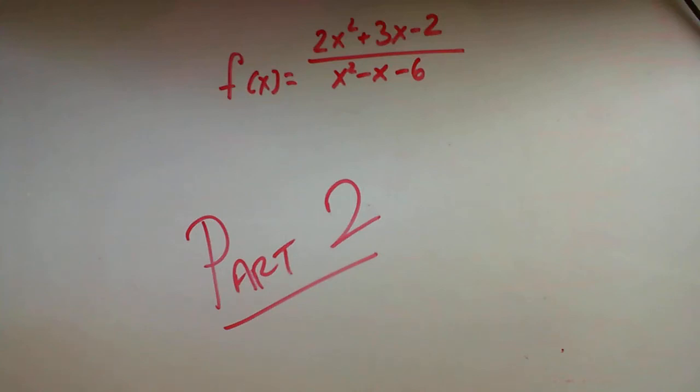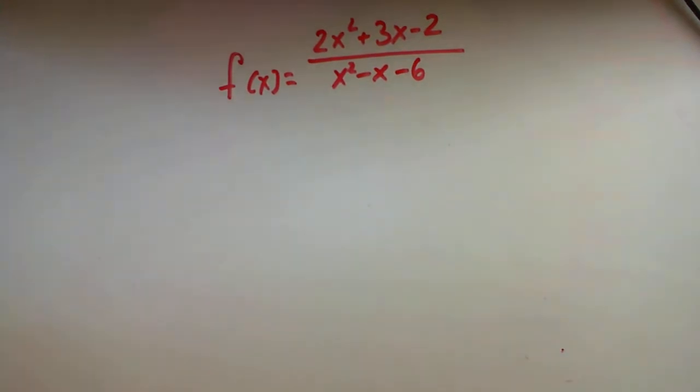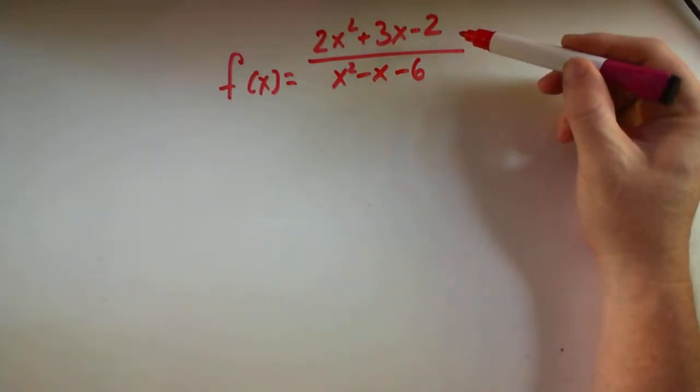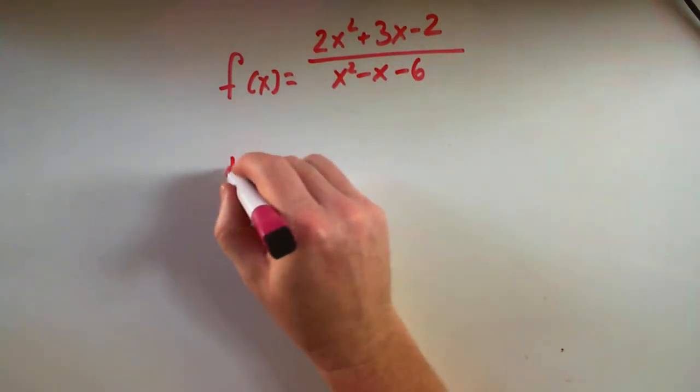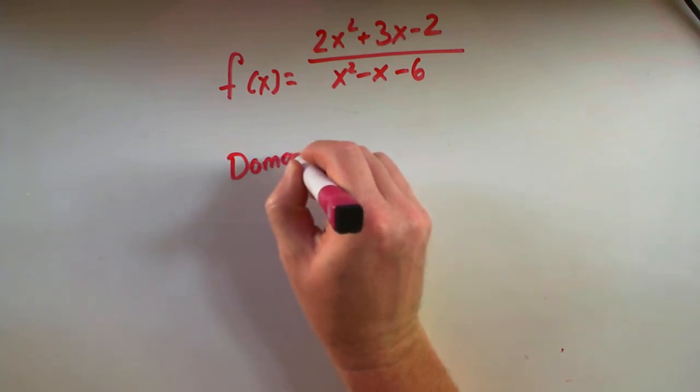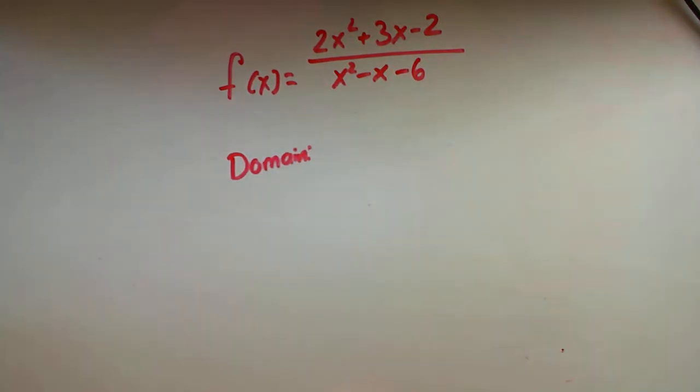So we are going to start part 2 of our review. This is the second page. And we are going to be looking at this rational function. Remember that a rational function is one polynomial divided by another. The first thing that we always do when dealing with rational functions is look at the domain of the rational function.